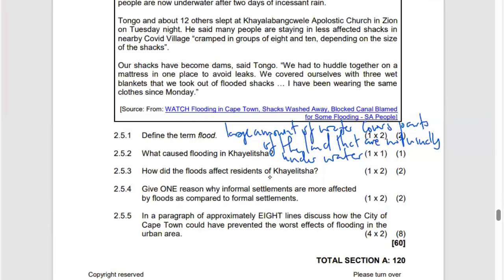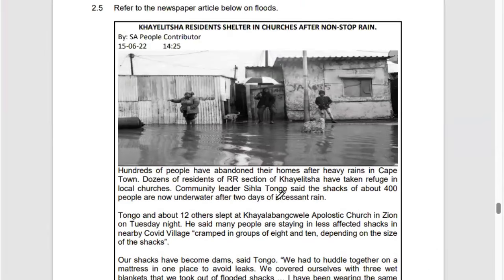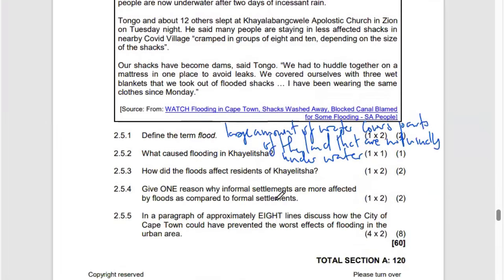Then the question says, what caused flooding in Khayelitsha? That is an extraction question. Flooding, we understand, is facilitated by us receiving heavy rainfall. So that's the major contributor of flooding in this instance. Flooding is attributed to heavy rainfall.